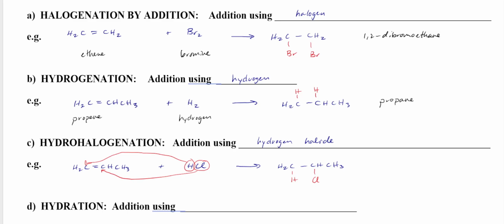Okay, let's name these. This is propene. This is hydrogen chloride. And this right here is going to be 2-chloropropane.